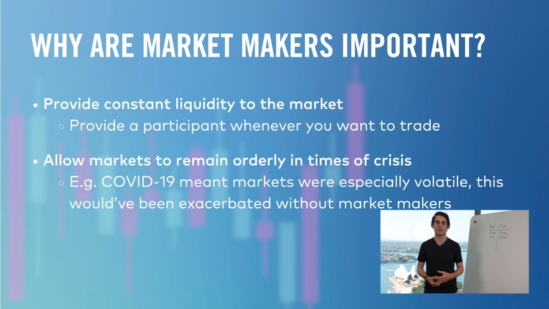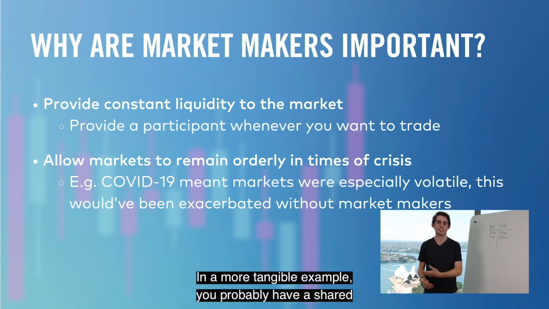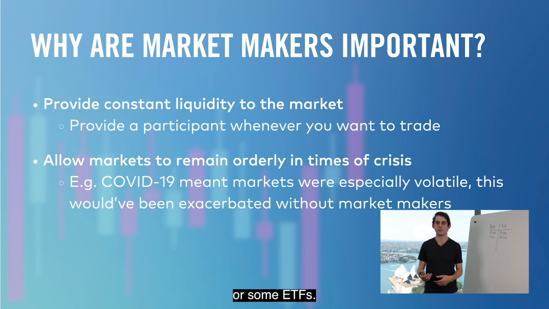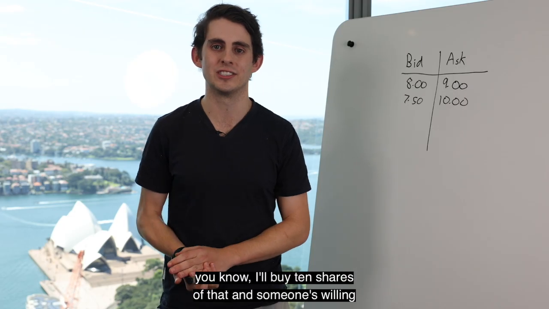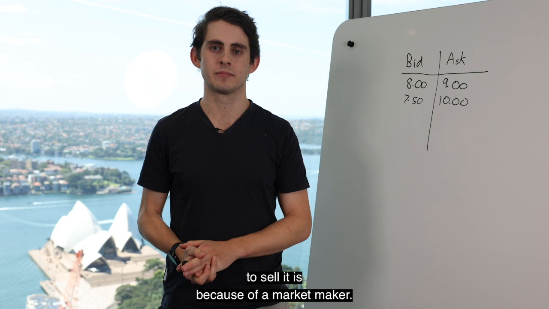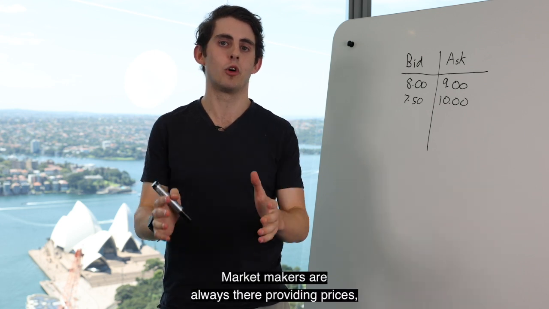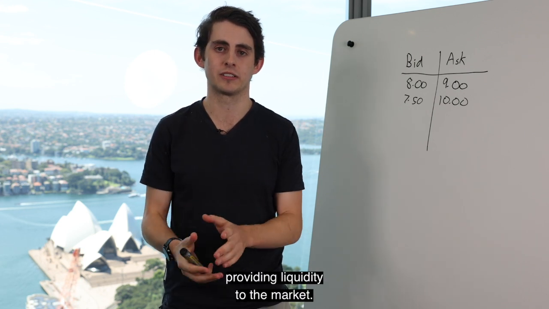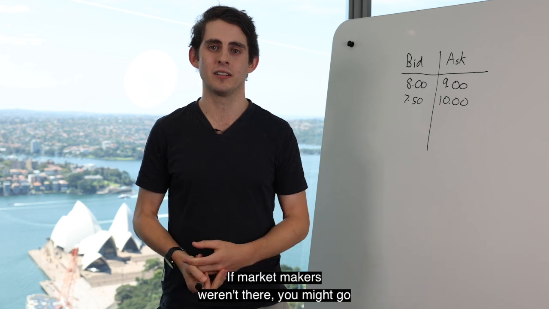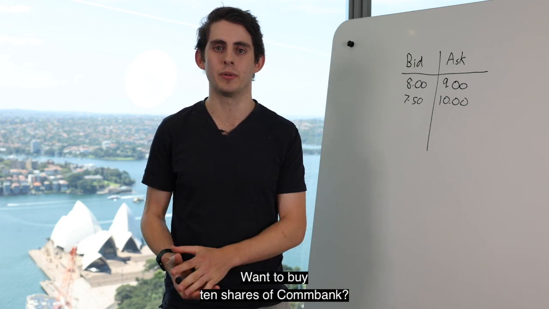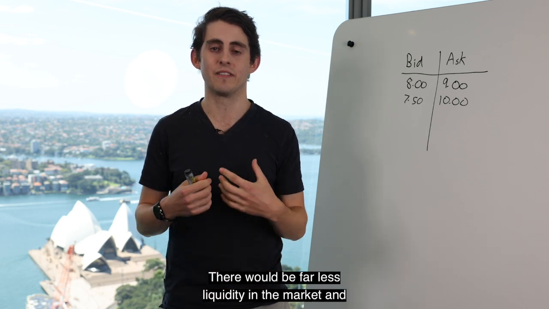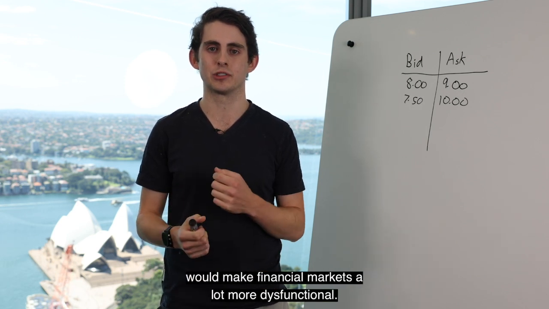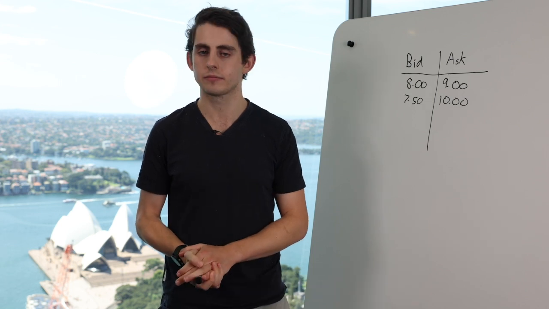In a more tangible example, you probably have a share trading app on your phone where you can buy some stocks or some ETFs. Every trade needs a buyer and a seller. The fact that you can always open up your phone and say, I'll buy 10 shares of that, and someone's willing to sell it, is because of a market maker. Market makers are always there providing prices, providing liquidity to the market. If market makers weren't there, you might go onto this share trading app, want to buy 10 shares of Combank, and it might take you 3 days to trade. There would be far less liquidity in the market and it would make financial markets a lot more dysfunctional.